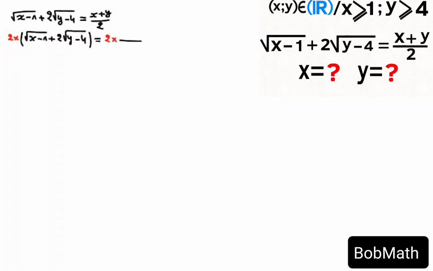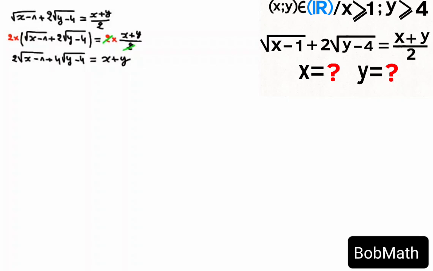We know that the square root of x minus 1 plus 2 square root of y minus 4 equals (x plus y) divided by 2. Now we multiply this equation by the number 2. So we get 2 times square root of x minus 1 plus 2 square root of y minus 4 equals 2 times (x plus y) divided by 2. Therefore, 2 square root of x minus 1 plus 4 square root of y minus 4 equals x plus y.